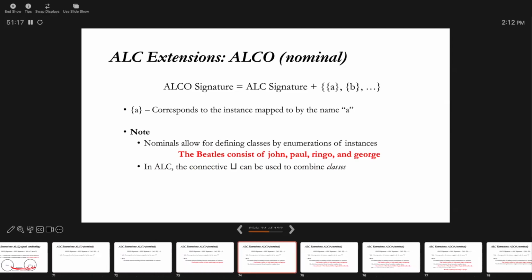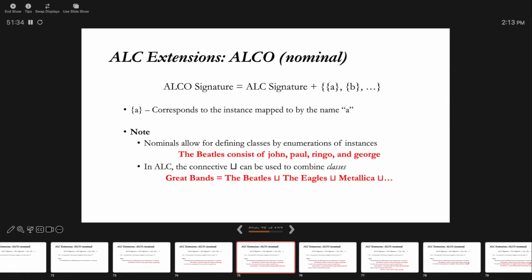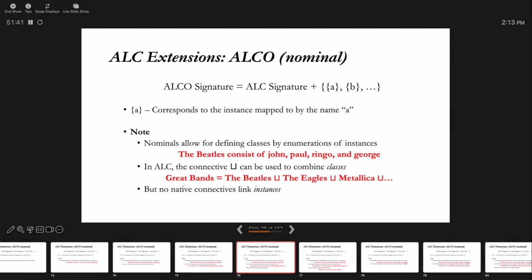In ALC, the connective union, imprecisely, can be used to combine classes, not instances. Paul, Ringo, George, John, those are instances of things. They're not classes. So I can represent great bands, the Beatles, the Eagles, Metallica. But I can't describe the Beatles this way. I can't union John and Paul because the union doesn't work between instances like that.